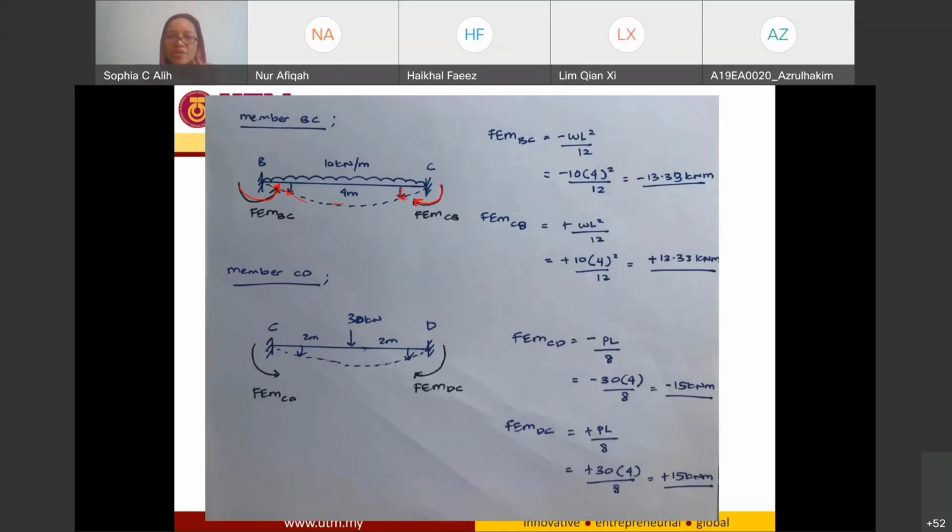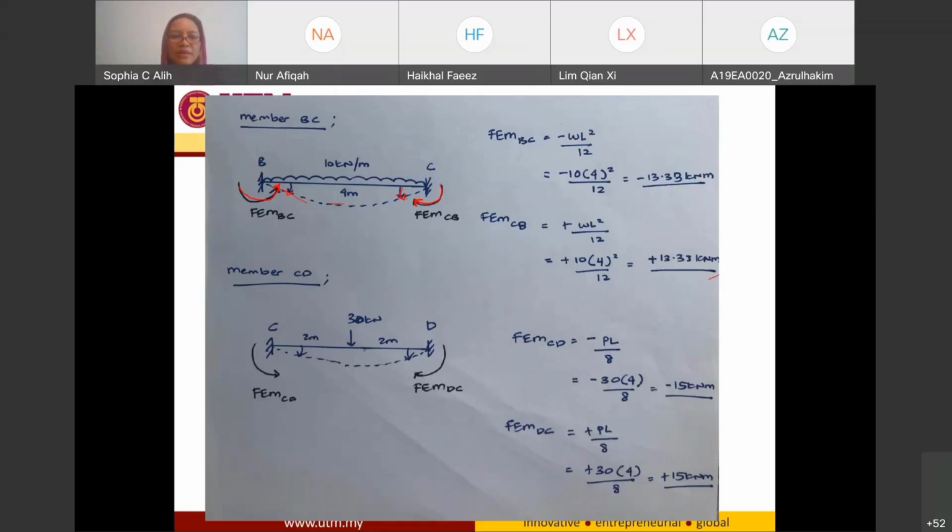For the equation of uniform distributed load, it's WL square over 12. So W is here, 10 kilonewton per meter. L is the length of your structure, of your beam, and 12. You solve this equation, you will have negative 13.33 kilonewton meter. And you solve this equation, you will have positive 13.33 kilonewton meter.